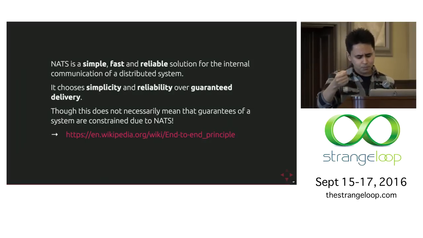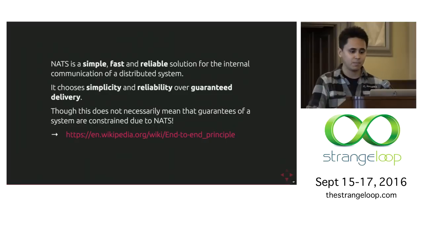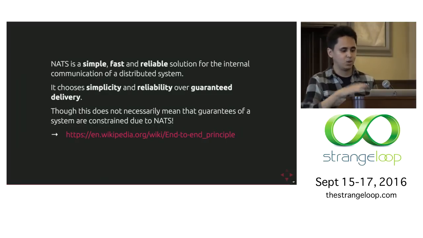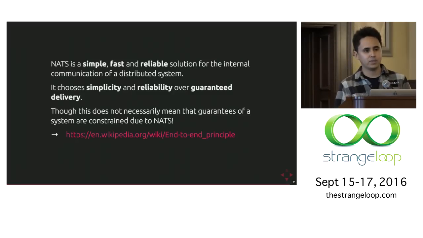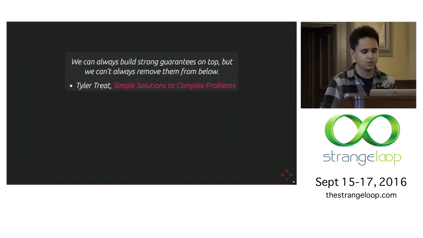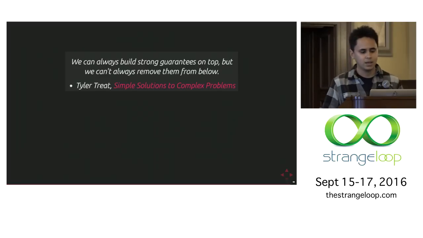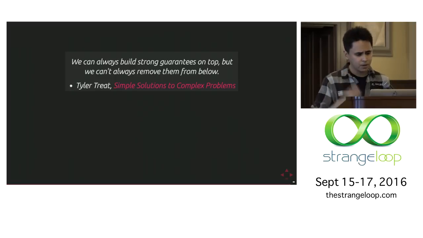If you don't do so, by having this optimization in lower layers, you can end up wasting your time and causing confusion, since there's no guarantee that it will give these guarantees on the higher layer. And there's even a stronger variation of that argument, which is that it is harmful to do so. Quoting Tyler Treat, who gave a great talk about NATS, he put it very succinctly, I thought: we can always build stronger guarantees on top, but we can't always remove them from below.